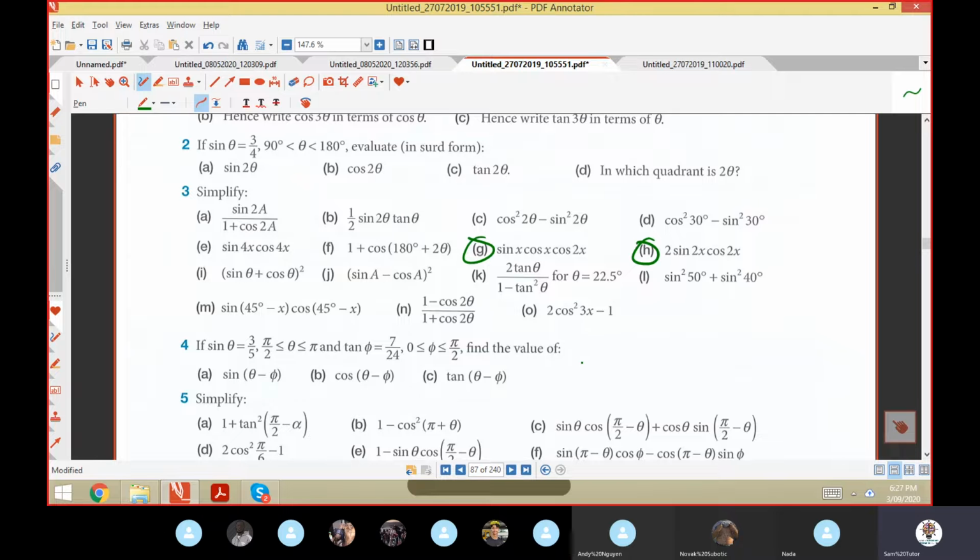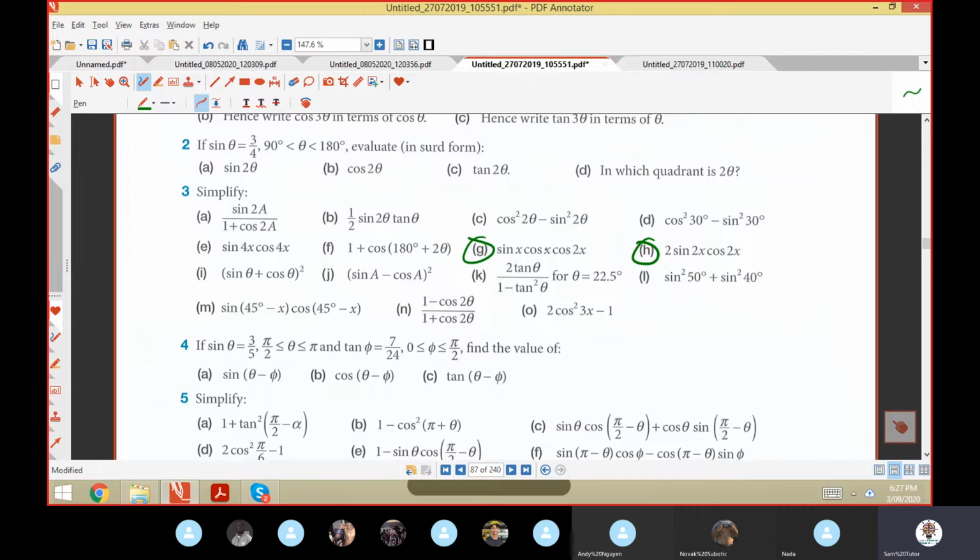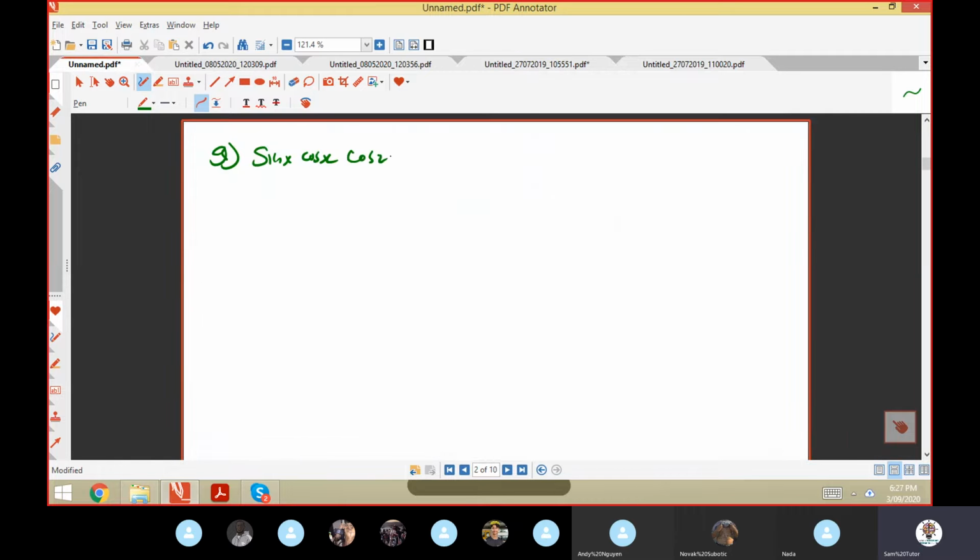No? Just simplifying. Let's say G. Sine x, cos x, and what? Cos 2x. What do I think? Well, cos 2x is cos squared minus sine squared. Cos squared x minus sine squared x. I usually don't like using that one. I'll use one of the other ones, either 2 cos squared or 1 minus 2.